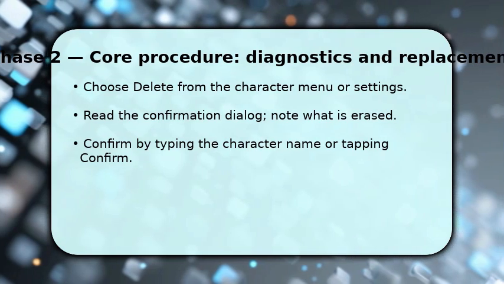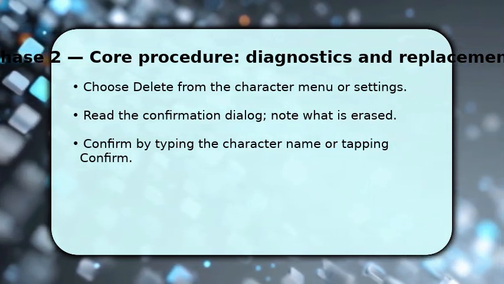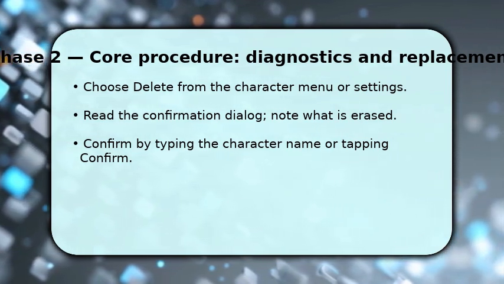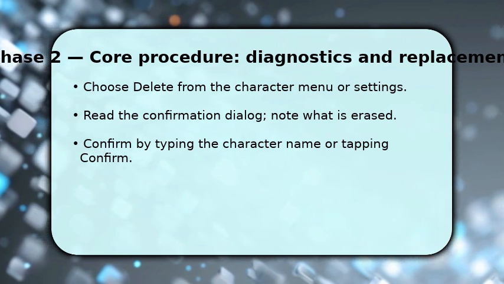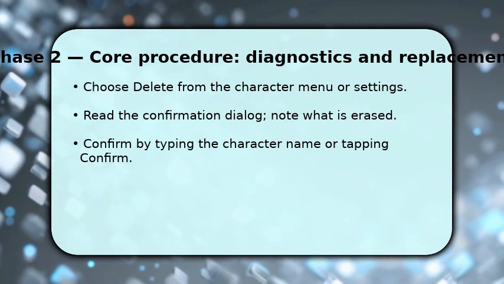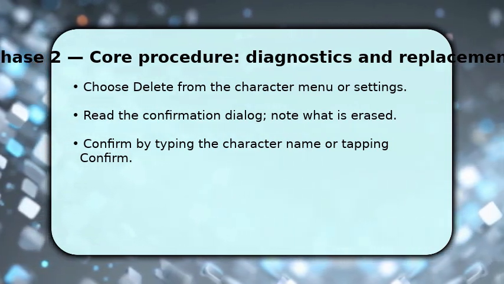Once you choose delete, a confirmation dialog appears. This step prevents mistakes. Read it. It lists conversations, training data, or linked assets that will be erased. You may need to type the character name or click confirm to authorize the action. Do that purposely. If an extra verification step like email or 2FA appears, complete it to proceed.